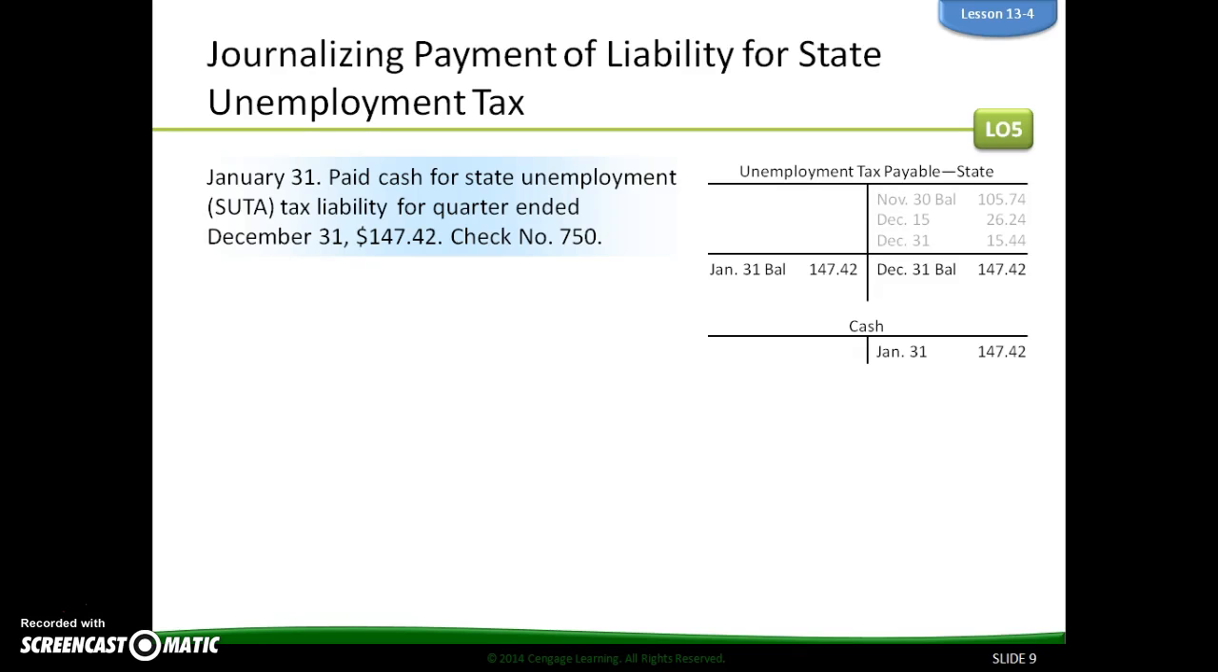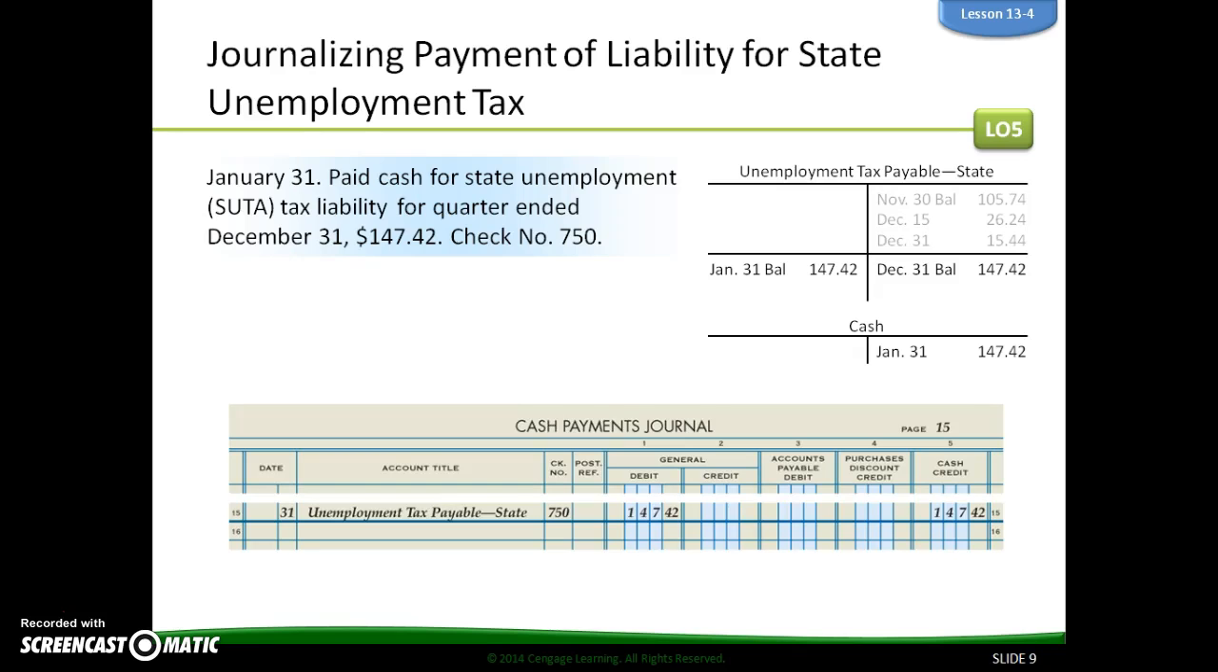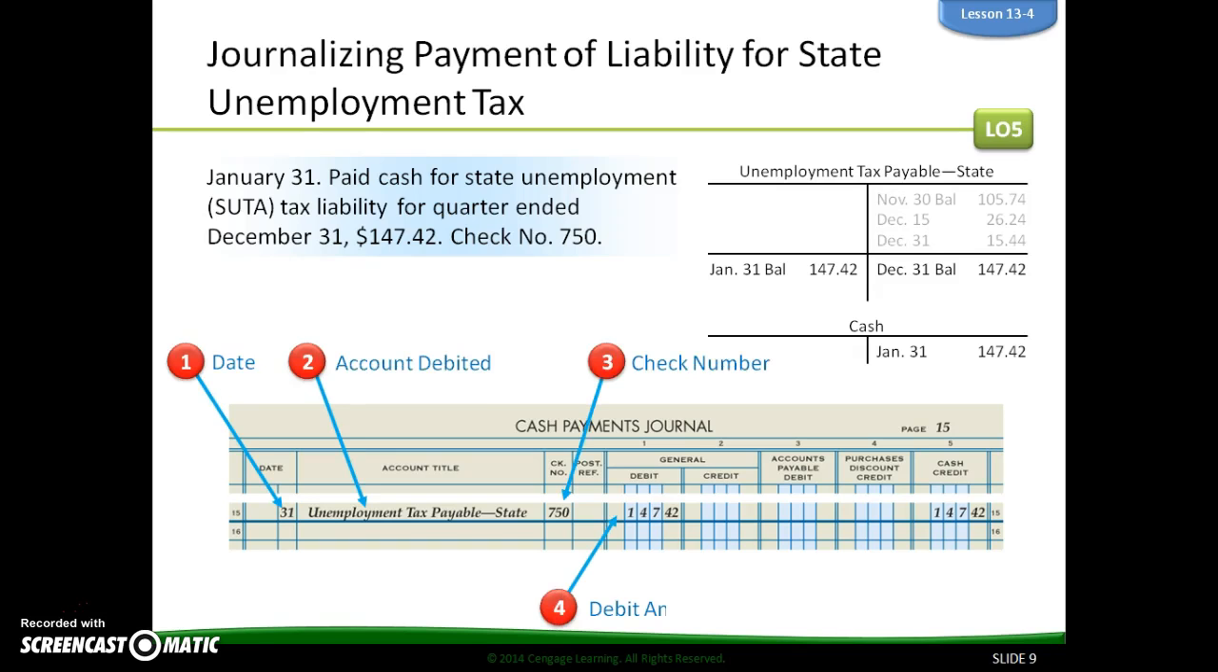Remember, we collected this out of employee paychecks. We posted it on our books as a liability that we were responsible for paying, and now we're going to go ahead and pay it. So unemployment tax payable to the state, and you can see then the debit and the credit amount because that's where we're issuing the check.